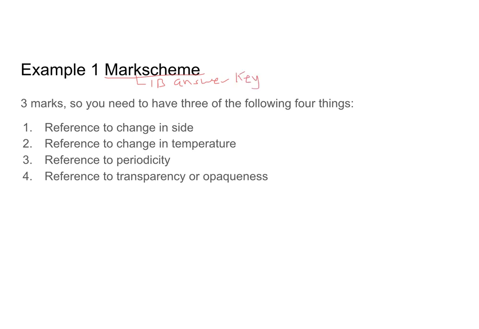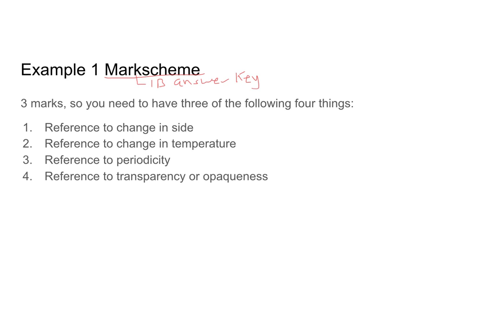Okay, so this question is 3 marks. And if you look at the mark scheme, there are 4 things listed: a reference to change in size, temperature, a reference to the periodicity of the motion of the change in luminosity of the star, and a reference to transparency or opaqueness. This is 3 marks, so you only need 3 of those 4 things.